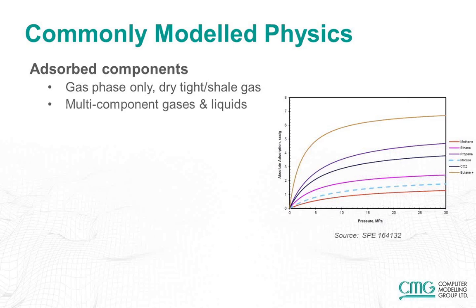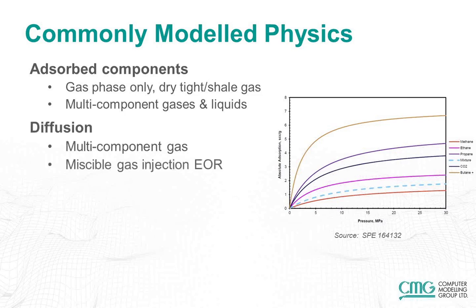As well, we may also want to account for multi-component gases and liquids. So within GEM, we can also provide different adsorption properties for each component. So on the diagram on the right-hand side, we can see how the different properties may adsorb at different volumes versus pressure. As well, when we have multiple fluids in our reservoir, we may also need to account for things such as diffusion. So this would be important if we have, say, a multi-component gas, or if we're doing things such as miscible gas injection, EOR, where once we inject the fluids into the reservoir, they may diffuse away from the well.